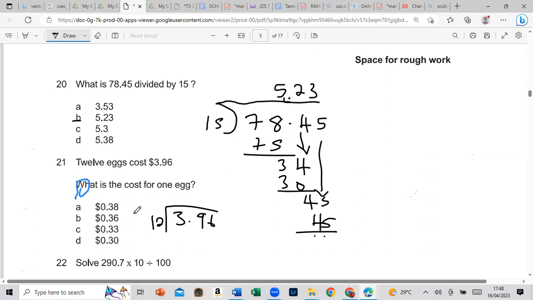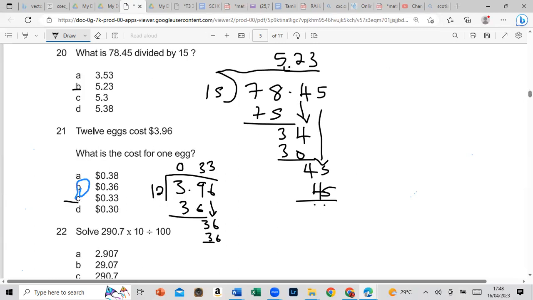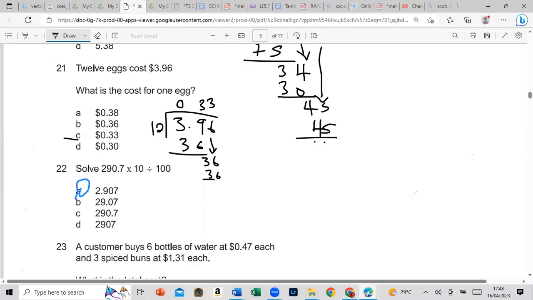So this is 0, and then 12 into this goes 3 times. And then we have 36. So we subtract, we get 0. Minus the 0, right? Carry down the 6. 12 into 36 is 3. Wouldn't it be 3 though? Yes, correct, sir, because 12 times 3 is 36. Yeah. All right, 22 now.